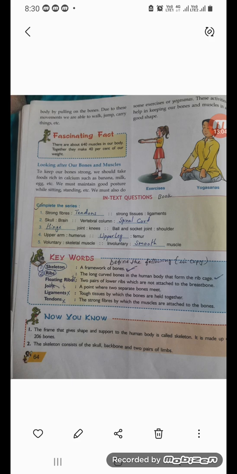Now looking after our bones and muscles: to keep the bones strong we should take food rich in calcium such as banana, milk. You should eat all these, children. We must maintain good posture and you should sit straight. Whether you study or do anything, your posture should be smart so that your backbone doesn't get tilted or turned or bent. We must also do yoga asana. See the picture. These activities help in keeping our bones and muscles in good shape.